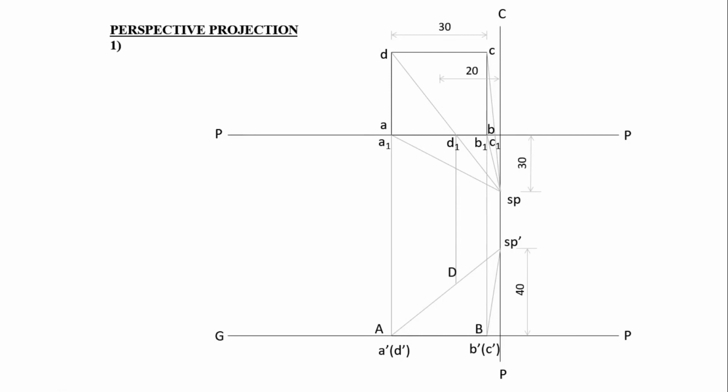Likewise we mark the point B as well as point C. Now we have to join the points A, B, C and D. This is our perspective drawing, this A, B, C, D in capital letters. It is the perspective drawing. And that's all. Thank you.